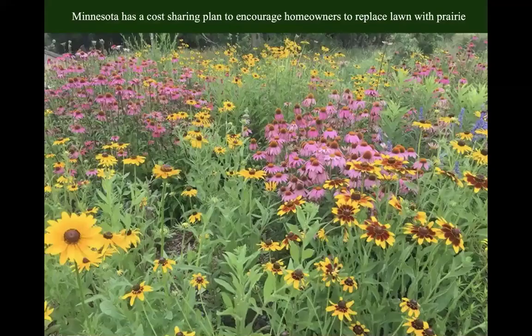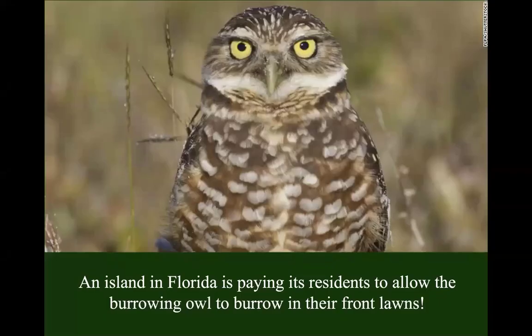Can municipalities help us live with nature? Of course they can, and many of them are doing it. Minnesota has a cost-sharing program that encourages homeowners to reduce some or all of their lawn by putting in appropriate Minnesota prairie plants. It's called the Lawn to Legume program. Very, very popular. A lot of people are taking advantage of that. Florida has a program where municipalities are encouraging people. I guess it's an island off of Florida that has burrowing owls. It's a listed species. They said, we will pay you to allow burrowing owls to burrow in your front yard. And a lot of people take them up on it.